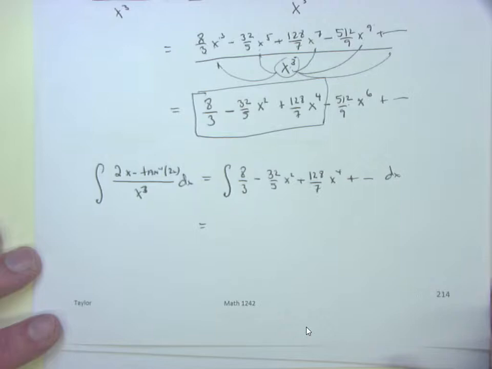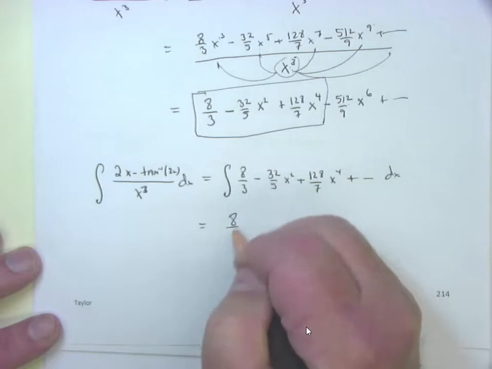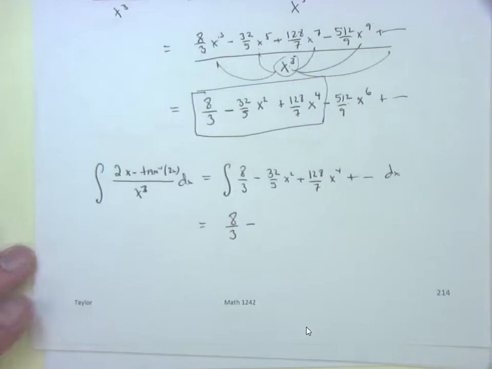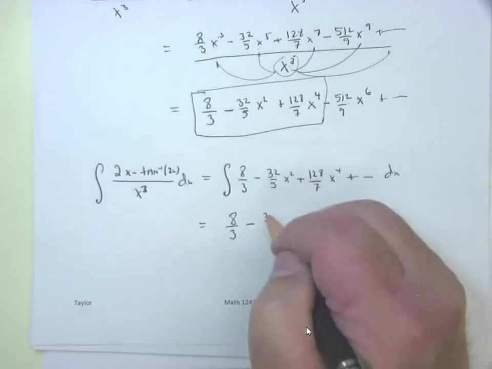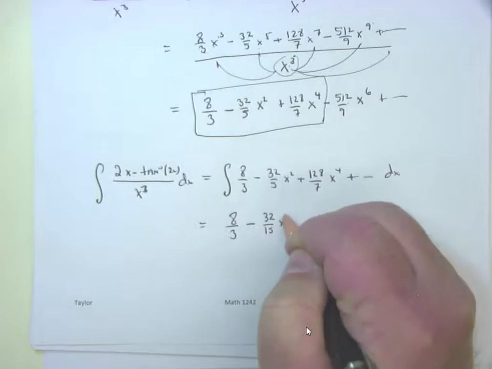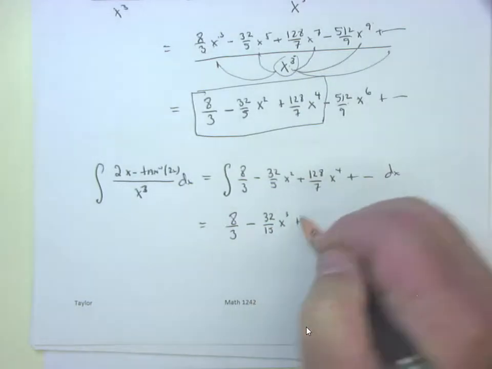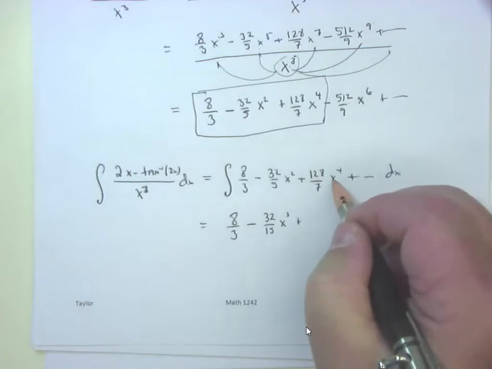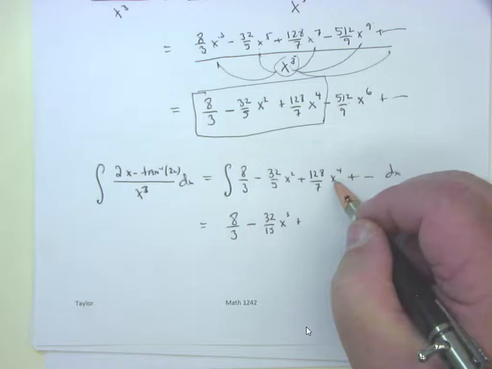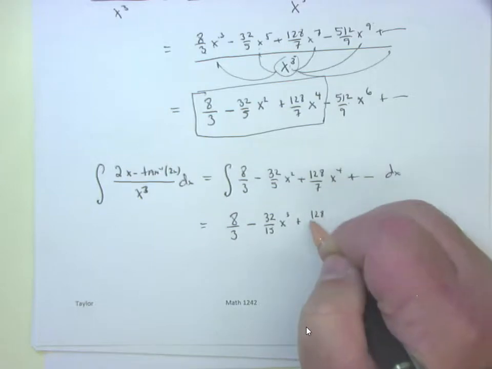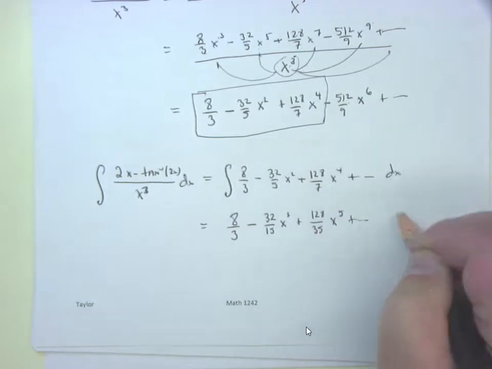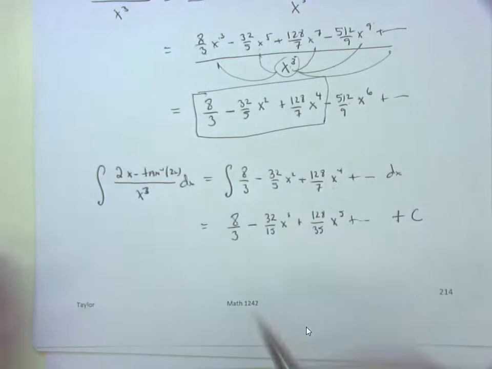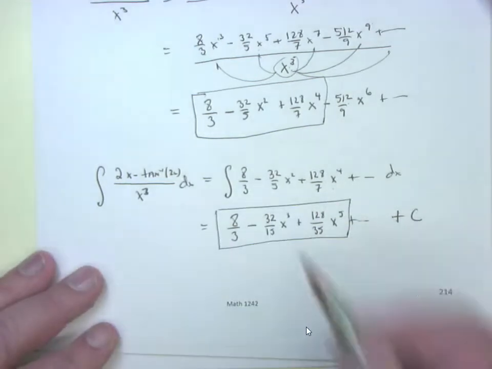What is the integral of 8/3 dx? 8/3 x minus, what is the integral of 32/5 x squared? Well, 32/5 is a constant. Integral x squared is x cubed over 3. So that gives you 32, 3 times 5 is 15, x cubed, right? Plus 128 divided by 7, x to the 4th. When you integrate x to the 4th, you get x to the 5th over 5. And so that gives you 128 over 7 times 5 is 35, x to the 5th, plus da, da, da, and of course you have that plus C. They typically put that in front. So here is my answer that I'm going to type in on WebWork for that guy.